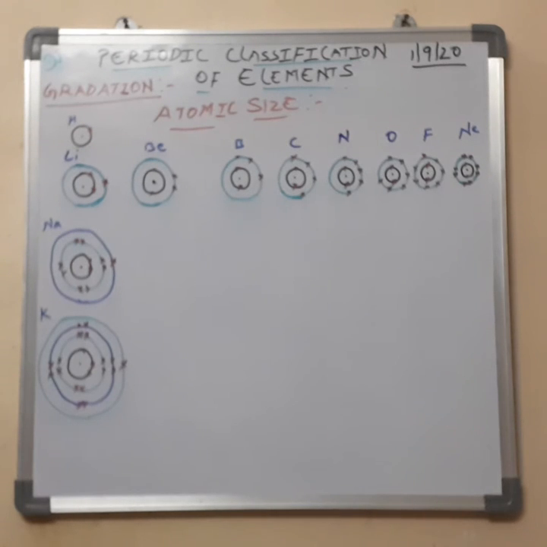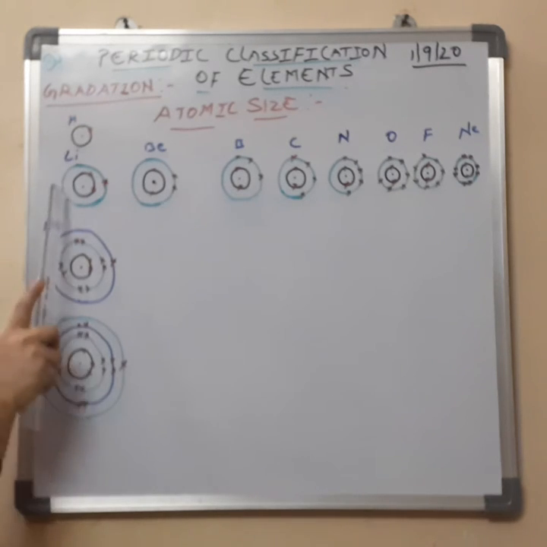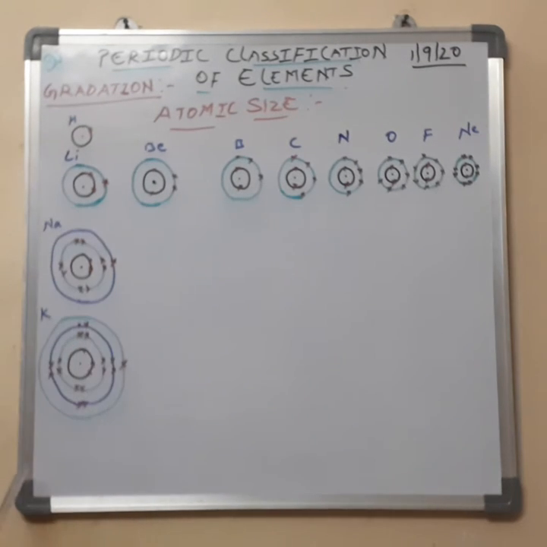Now observe this figure, children. I have just drawn the second period elements and the first group elements. Now let us see down the group.